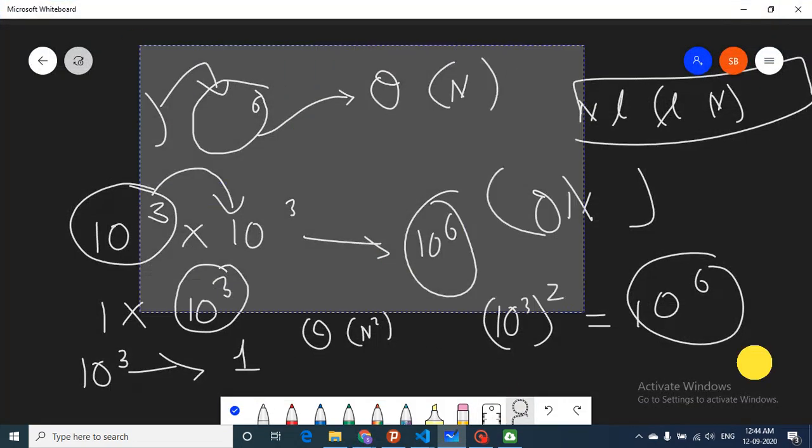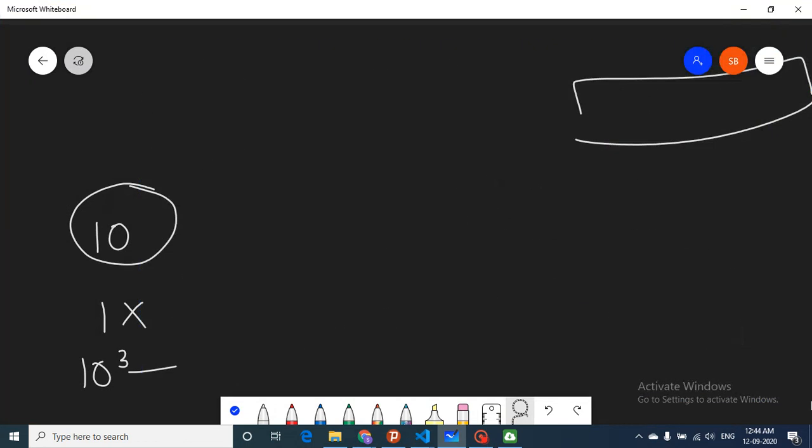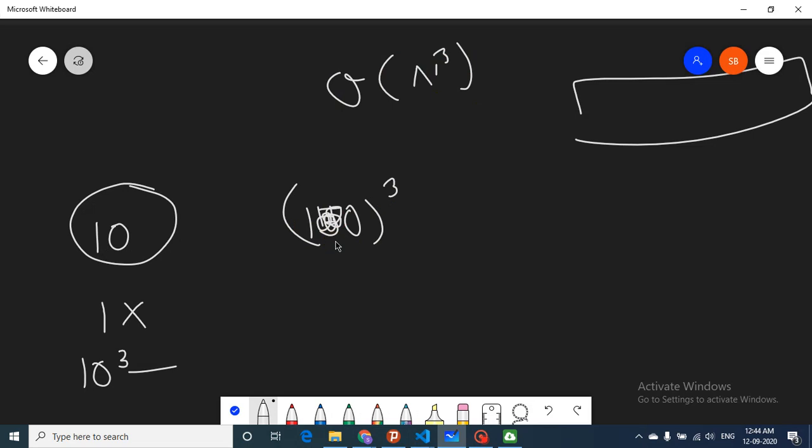If you have n up to 50, I can do an order of 3 operation, like O of n cube. If I do an O of n cube, just remove this 5, don't worry about 5, let it be 10, then it will become 10 to the power 3.